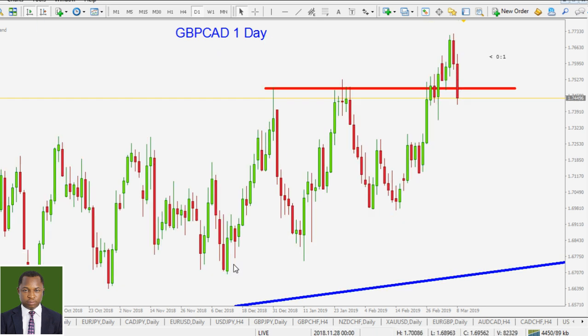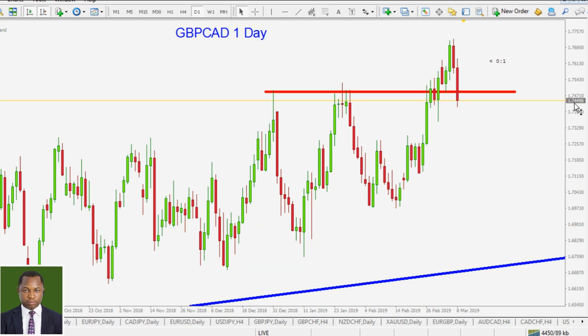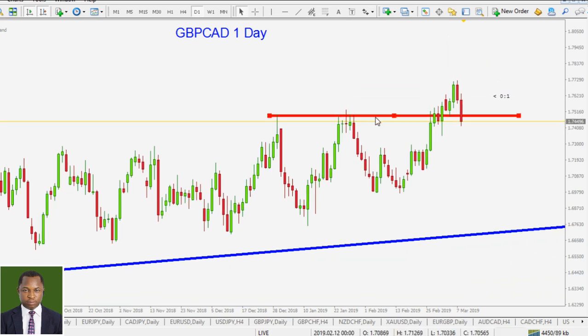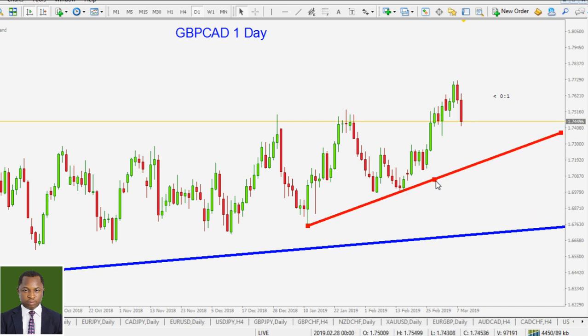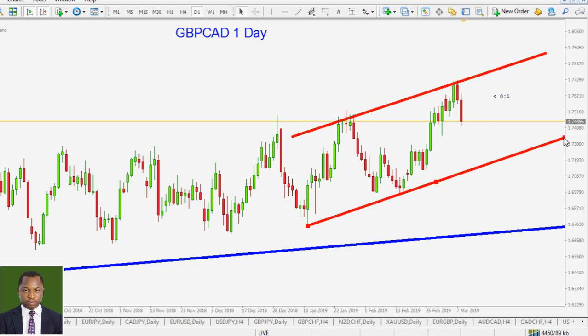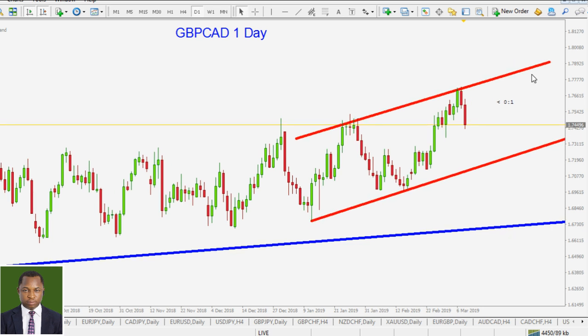All right, the sterling pound against the Canadian dollar. This is a similar one. Let's look at this level. Just connect these lows. Then also try to anticipate the channel.